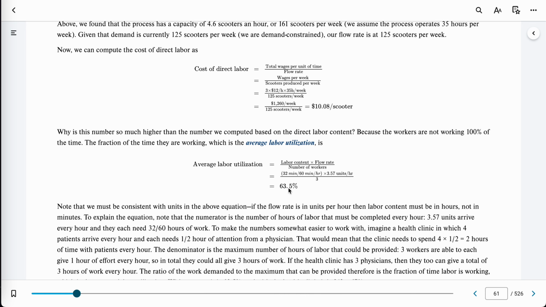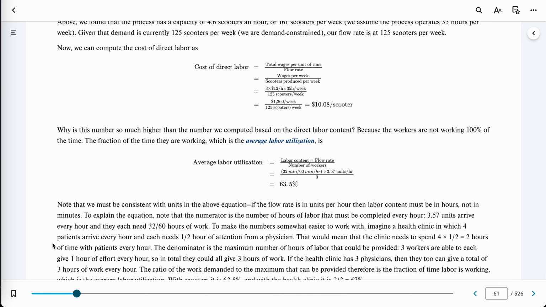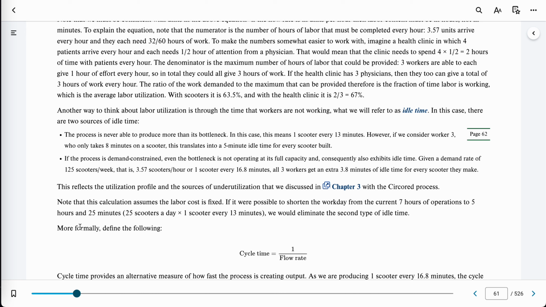So we are not utilizing our labor to their fullest extent. Now, the process is never able to produce more than its bottleneck, which in this case is 1 scooter every 30 minutes. However, if you consider worker 3, they can make 8 scooters per minute, which translates to 5 minutes of idle time for every scooter that is built, right? So they are essentially waiting for 5 minutes doing nothing. So there are 5 minutes of idle time there.